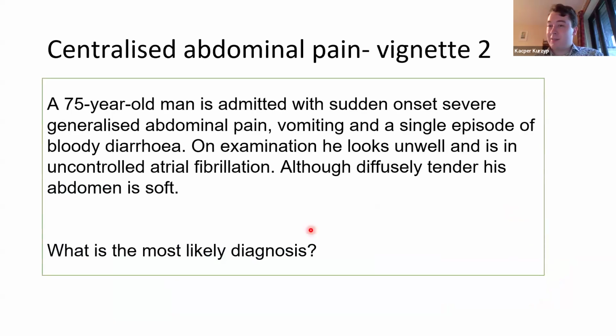We have a patient that decided to finally show up. 75-year-old man, sudden onset severe generalized abdominal pain, vomiting, single episode of bloody diarrhea. He looks unwell and is in uncontrolled atrial fibrillation. The abdomen is diffusely tender, but it is still soft. It may be a bit more difficult, but if anybody wants to give it a shot, talk me through what you think is going on.